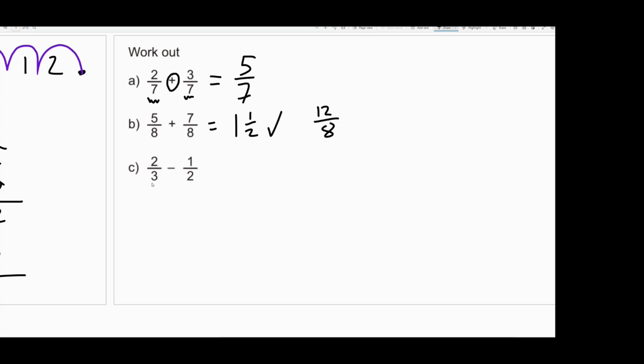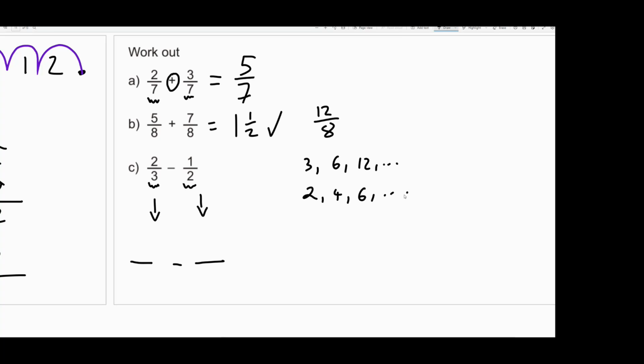Then C is a little bit trickier because you've got thirds and halves. So what I'm going to do is make the denominators the same. So what I need is a number which is in the 3 times tables and in the 2 times tables. So the lowest common multiple. So what number is in the 2s and the 3s and is as small as possible?